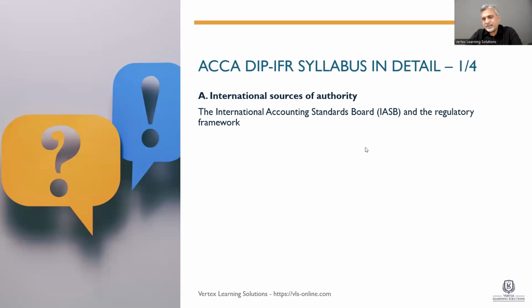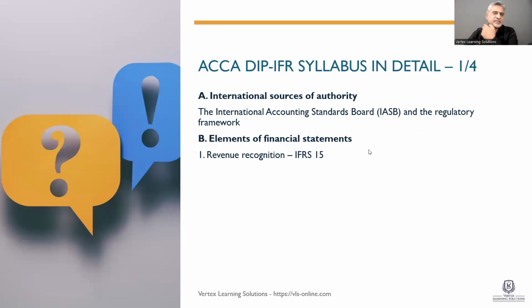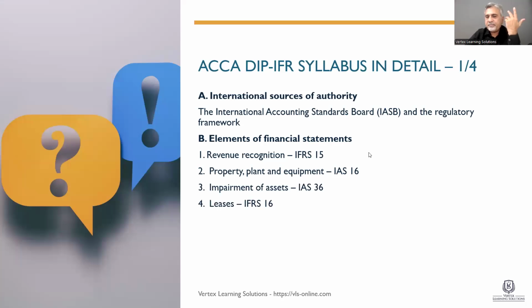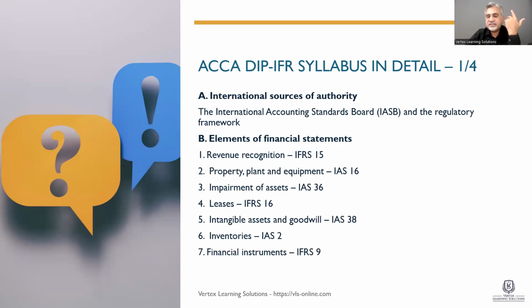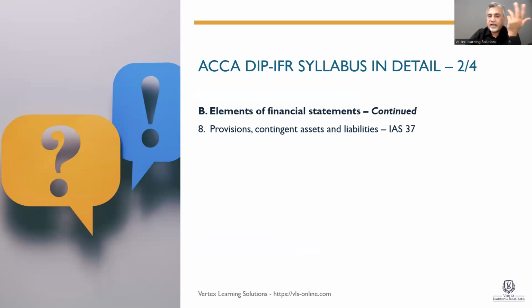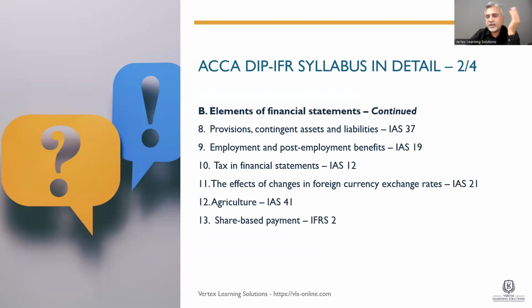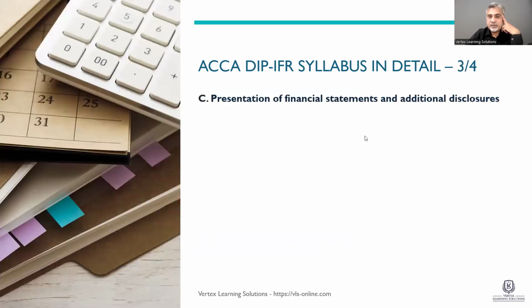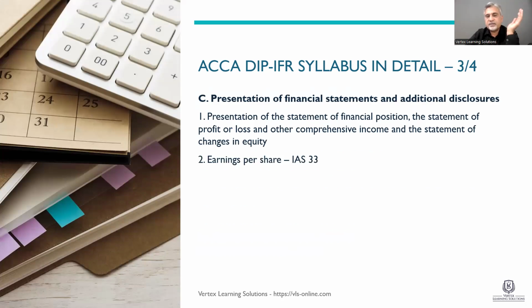Okay, this is the syllabus in detail. I don't want to read all of the standards. You know that revenue recognition and PPE, impairment, leases, intangibles, goodwill, inventories, financial instruments, elements of financial statements, and so on. IAS 37, IAS 19, IAS 12. I just want to continue. There is no purpose in reading them all. What I want to focus on, I will stay there. So these things I'm just going through a little bit faster.